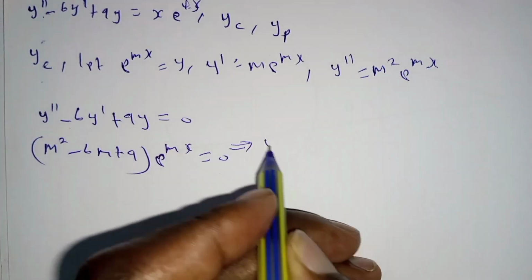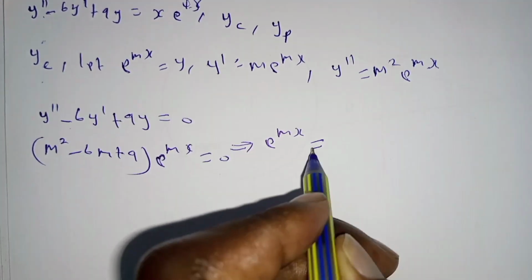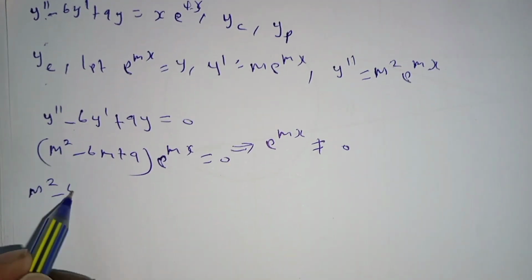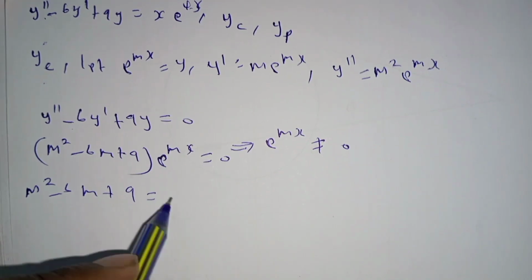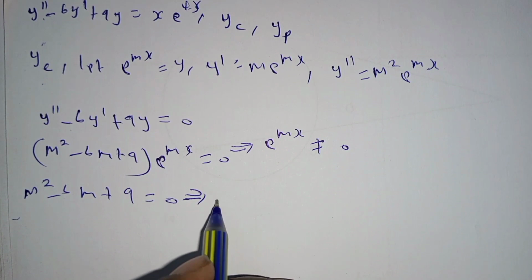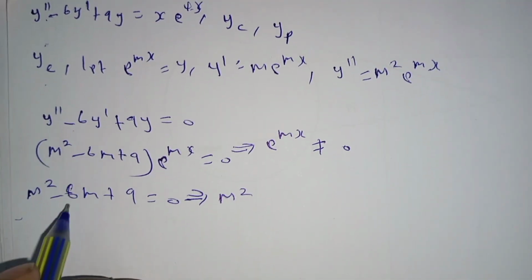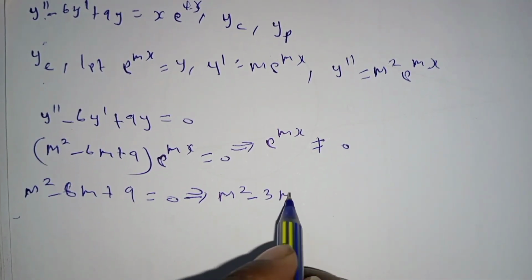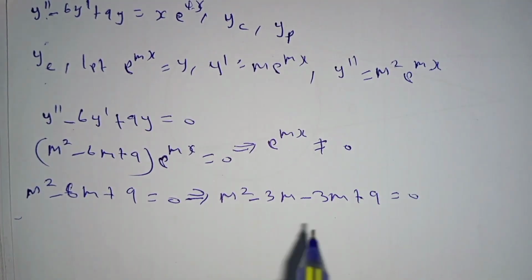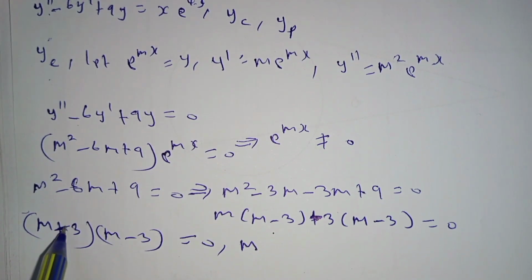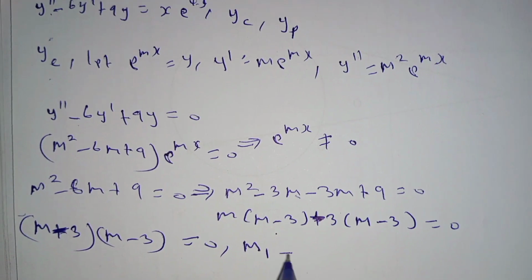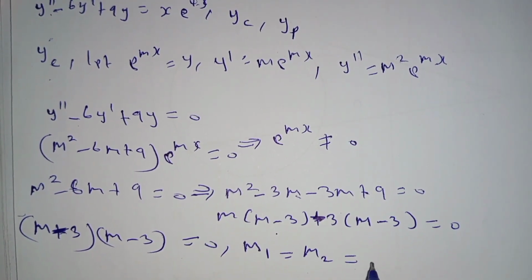And we apply the fact that the exponential mx can never be equal to 0. Meaning that m squared minus 6m plus 9 is the one which is equal to 0. This is a quadratic equation which can be factored as m squared, minus 3m minus 3m plus 9, which is equal to 0. Sorry, this is minus there. So our m1 is equal to m2, which is equal to 3.